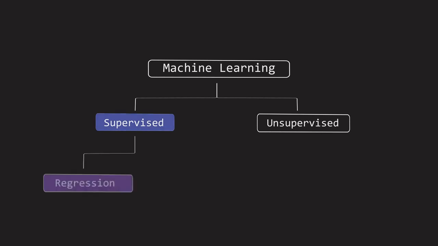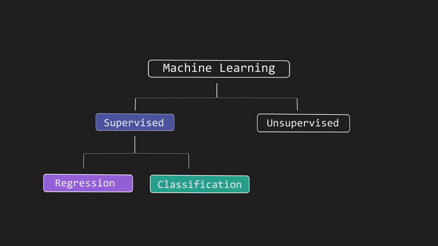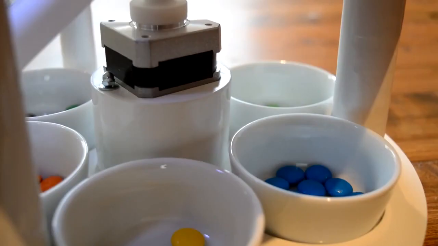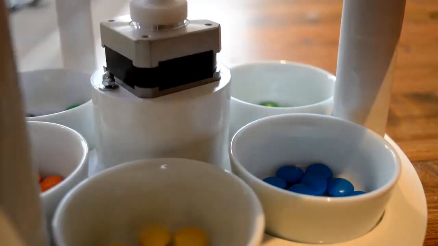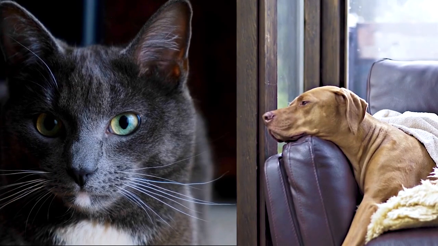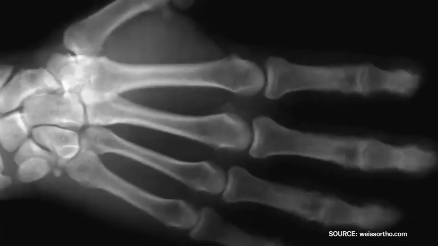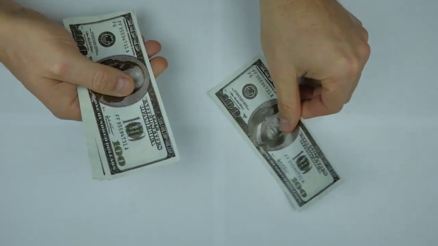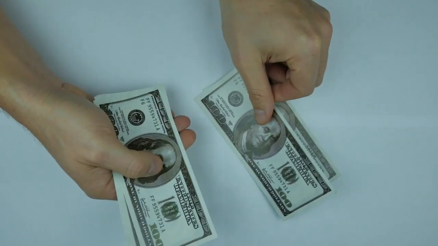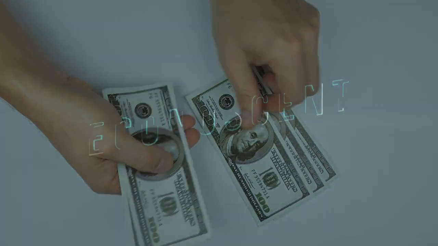Alongside regression, classification is one of the most common tasks in supervised machine learning. Classification is the task of putting things into categories. For example, classifying images into those of dogs and cats, labeling whether an X-ray has a fracture in it or not, and more controversially, predicting whether someone will repay a loan or not.